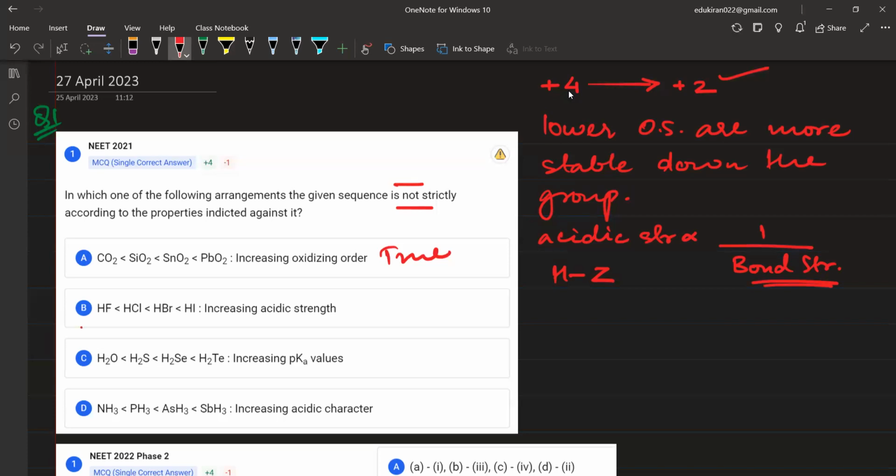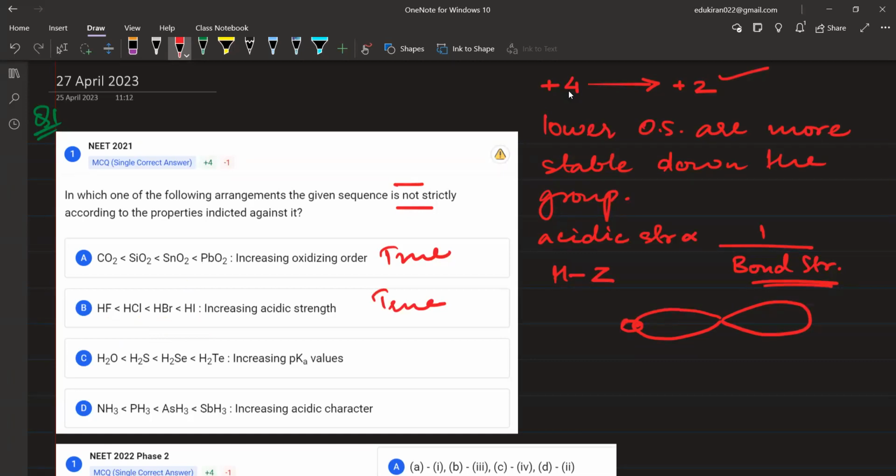As we know, hydrogen has a 1s valence subshell, and all of these halogens have a p subshell: fluorine will have 2p, chlorine 3p, bromine 4p, and iodine 5p. When you have a 5p orbital, which is very large, the extent of overlapping between 5p and 1s will be very small. Hence HI has the weakest bond, and that is why hydrogen can be easily removed from HI. That means the statement is also true. Let us look at the next statement.